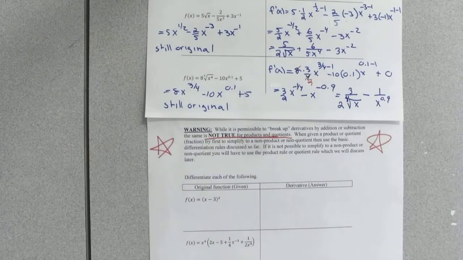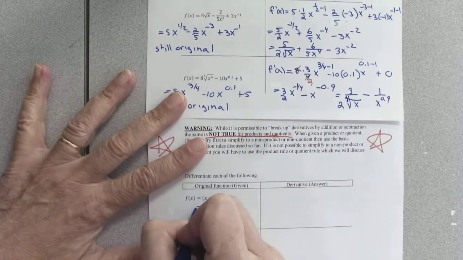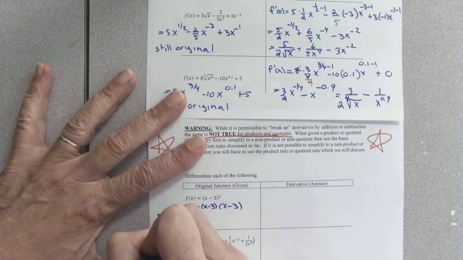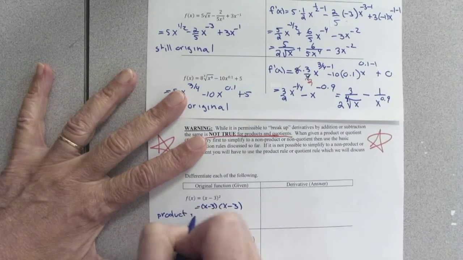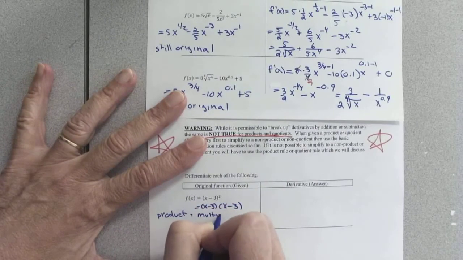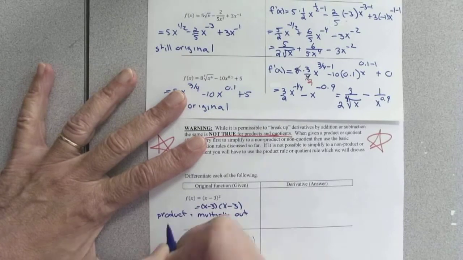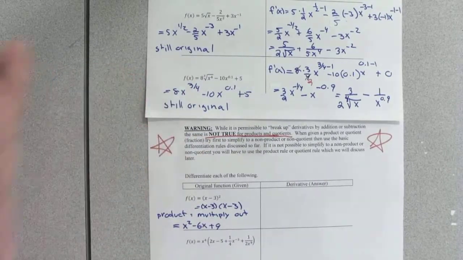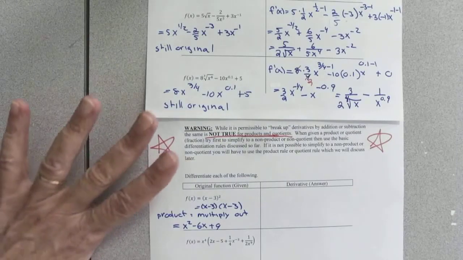So when I look at this first problem, remember that this means x minus 3 times itself, it's a product, and so I am going to multiply this out. And so that's x squared minus 6x plus 9. And that is still the original function. But it's an original function that is more calculus friendly now. Anytime I can simplify my original function, I'm going to simplify.